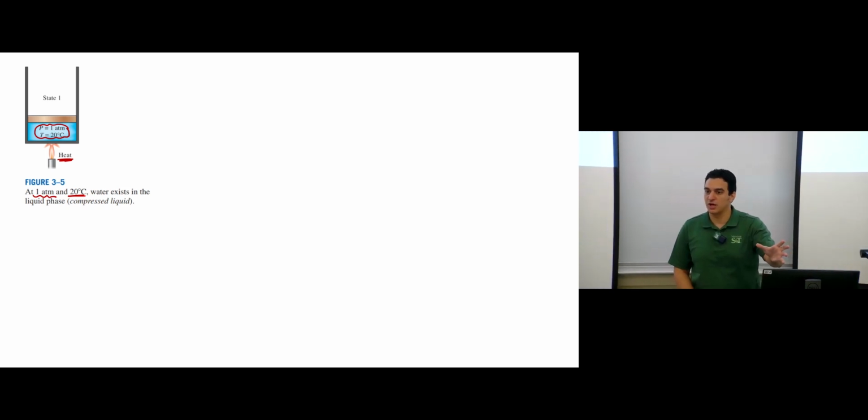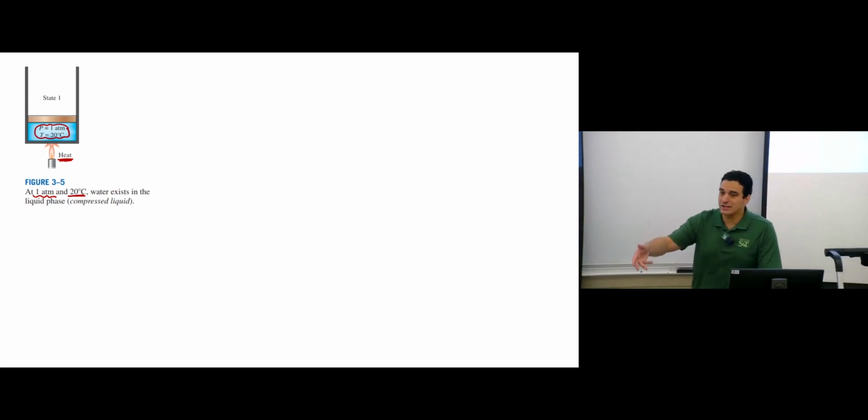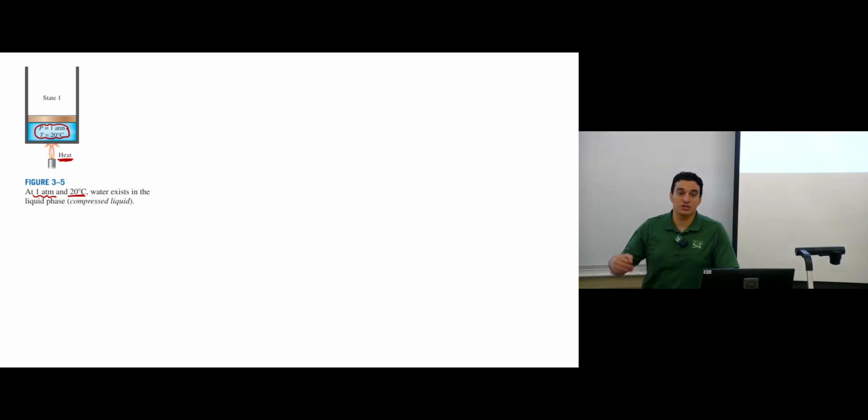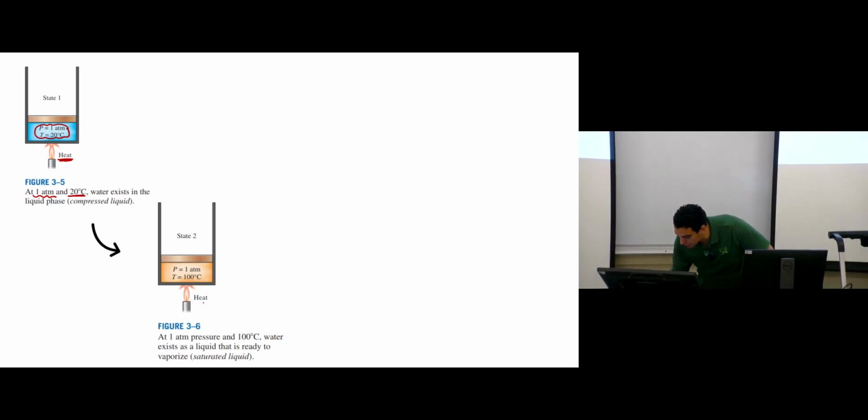So what will be the phase we have? Liquid or vapor or solid? Liquid. Okay. We are adding heat to this water. What will happen to the temperature? Increase. So let's assume the temperature of the water starts to increase by adding heat. And now we have pressure of 1 atmosphere, temperature of 100 degrees Celsius. So what phase do we have right now? No. We're still at liquid.